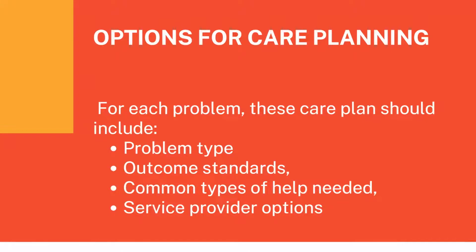For each problem, the care plan should include the problem type, outcome standard, common types of help needed, and the service provider options. So if you had 19 elderly that you assessed, each of them has to have these care plan templates. So I'm going to show you a table. What's the problem type? What's the outcome standard? What's the common types of help that will be needed for this person, for this problem? And what service provider do they need?